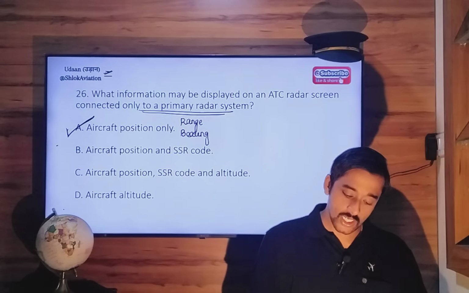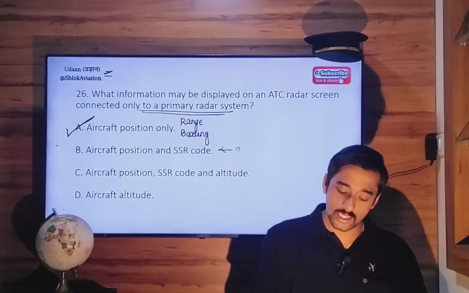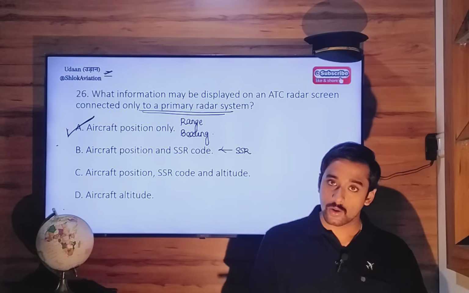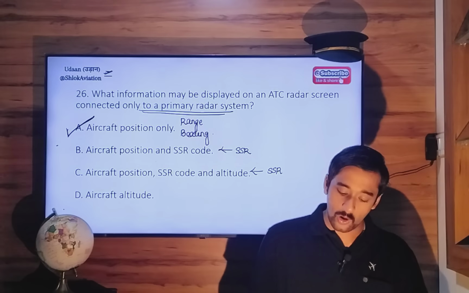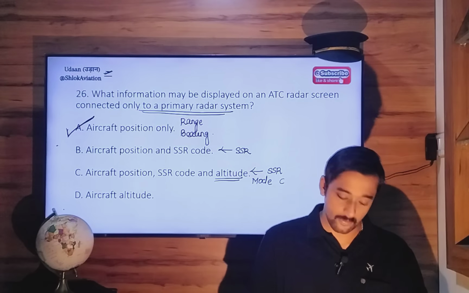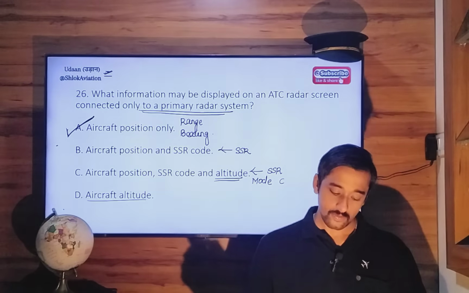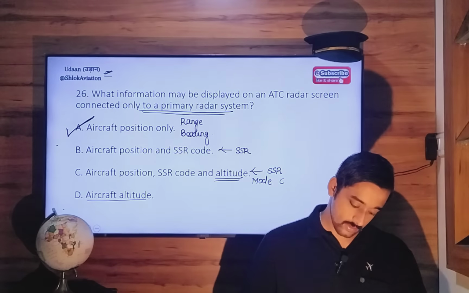Now aircraft position and SSR code is given by secondary surveillance radar. The transponder code is also given by secondary radar. Altitude is reported by a transponder which has a mode C capability. Same. So option A is the correct one.